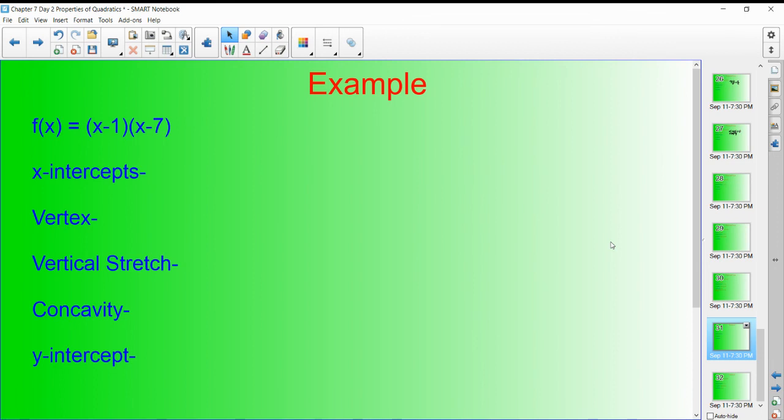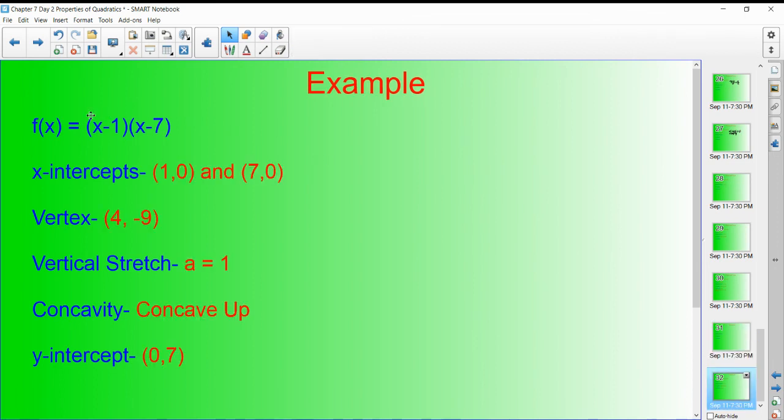Okay, so here are some answers. Okay, 1 makes the first parenthesis 0, 7 makes the second parenthesis 0. In the middle of 1 and 7 is 4. I put 4 in for x and get a y value out. Okay, that vertex step should take you some time. My stretch. Some of you may have said, well, it's got no stretch because there's not an a value out here. But there is. It's just 1. Okay, that's the normal stretch.